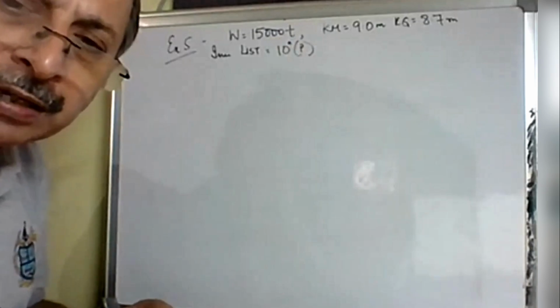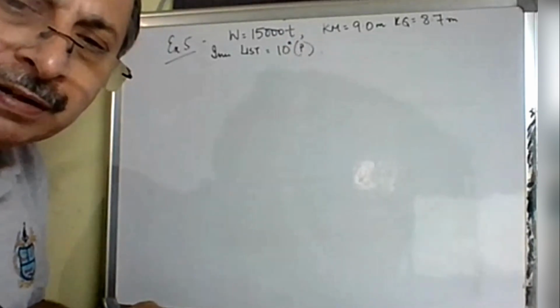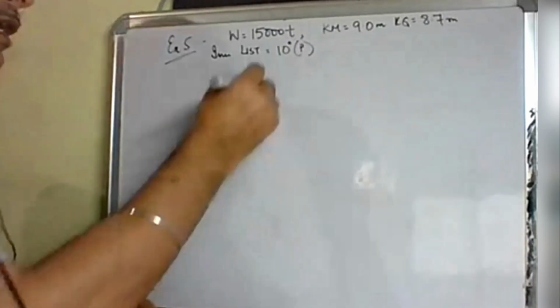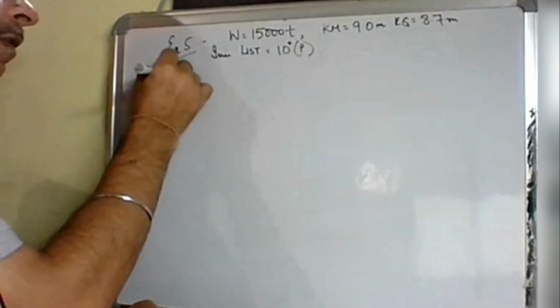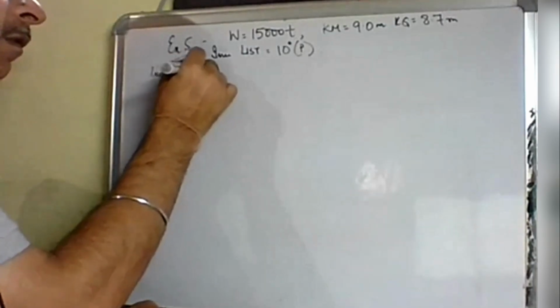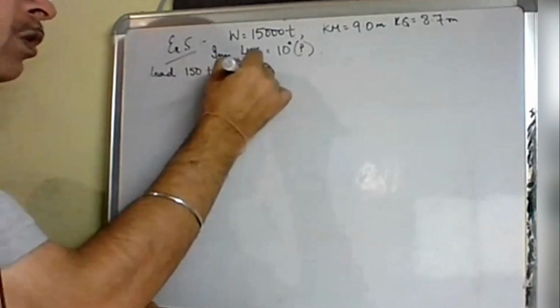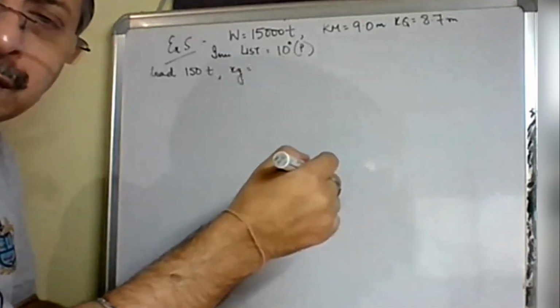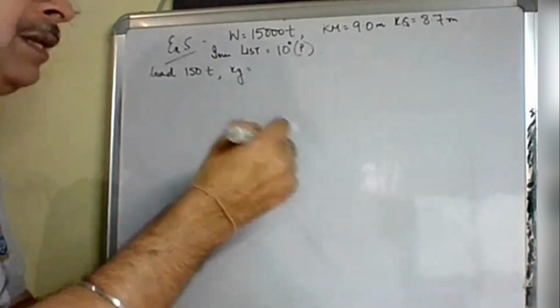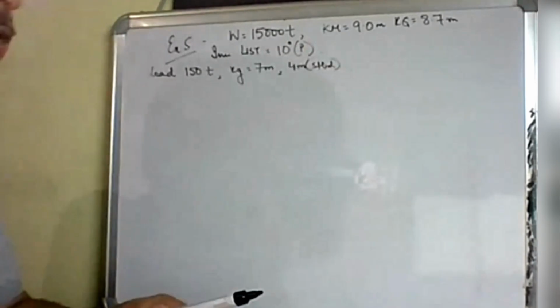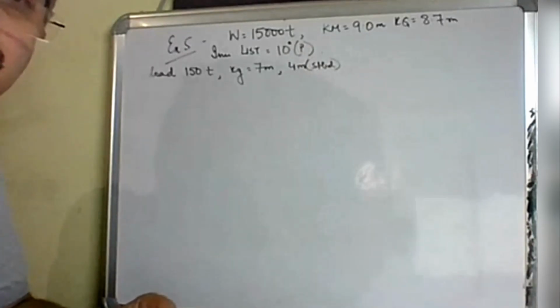Now it has loaded 150 tons of cargo 7 meters above keel. So loading 150 tons. KG of the weight being loaded is 7 meters and 4 meters to starboard. We have to calculate the final list. So same mechanism as we did earlier.